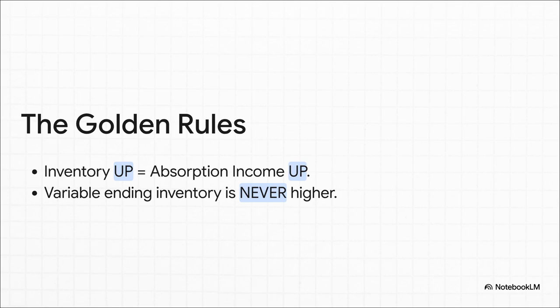So here are your golden rules to just absolutely hammer home. Rule number 1, follow the inventory. If inventory goes up, absorption income goes up relative to variable costing. They move in the exact same direction.